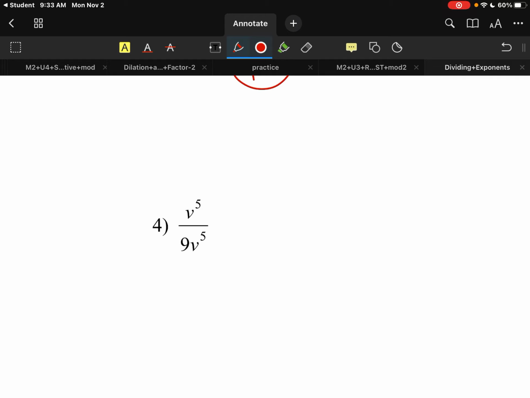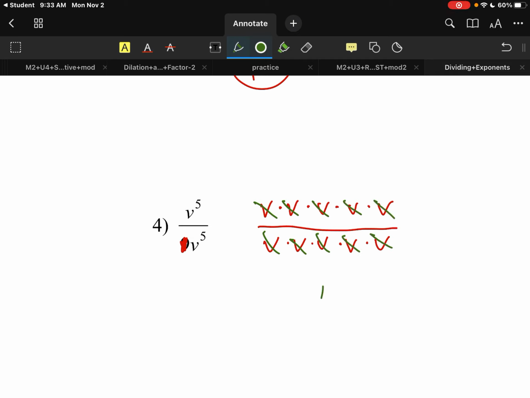Number 4, this is the last one I'll do, but I have v to the 5th. I'm going to show you, this is a cool scenario here. Okay. Again, forget about the 9. Just do v to the 5th divided by v to the 5th. I cancel 1 with 1. How many are left? None. So my answer is 1. Right? It's a number divided by itself, so it's gone.